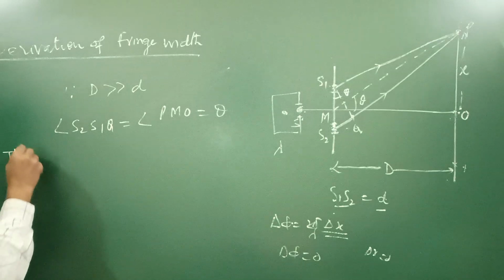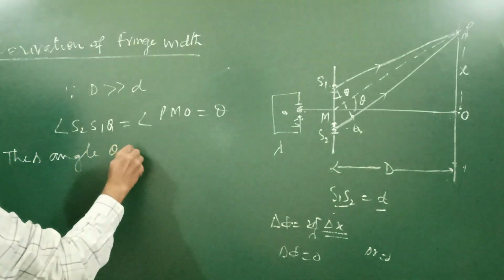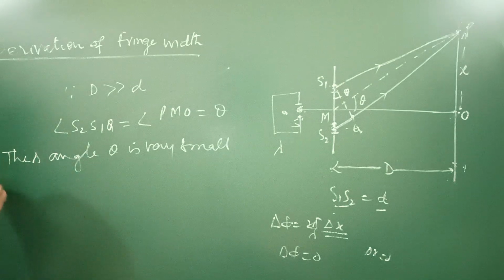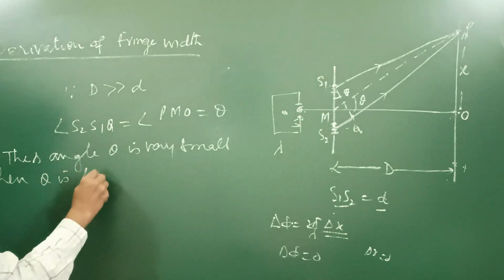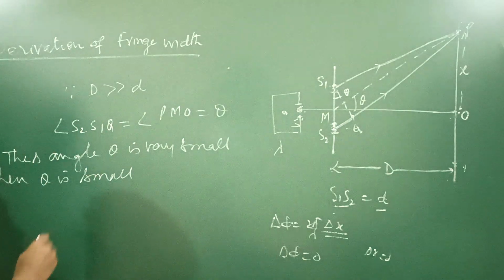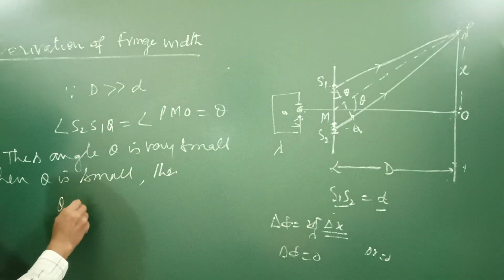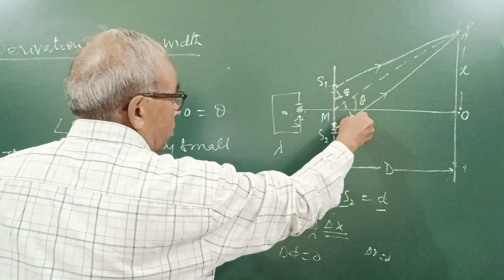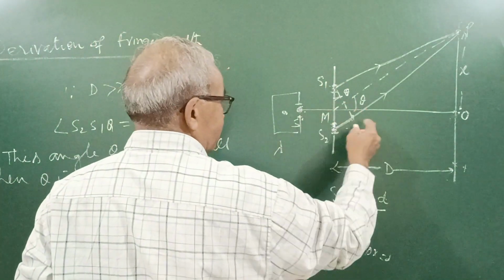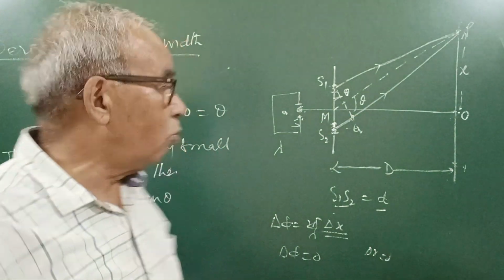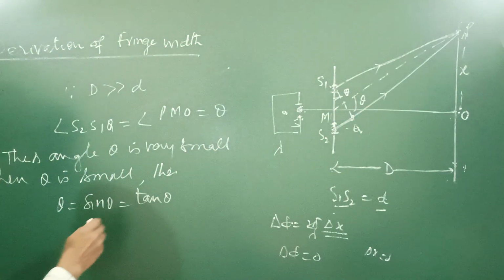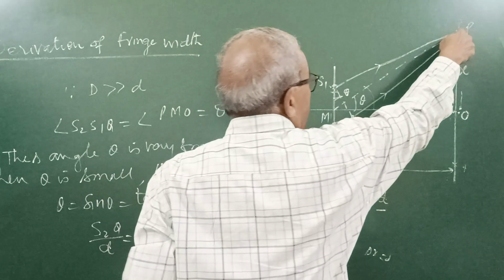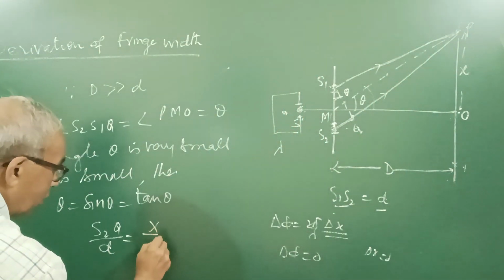and this angle theta is very small, and I have told at many places that when theta is small, very small, then theta is equal to sin theta, equal to tan theta. From the figure, sin theta here is perpendicular upon hypotenuse, but the concept here is angle is equal to arc upon radius. This is arc, this is radius, so it is S2Q upon small d. tan theta from triangle PMO is equal to X upon capital D.